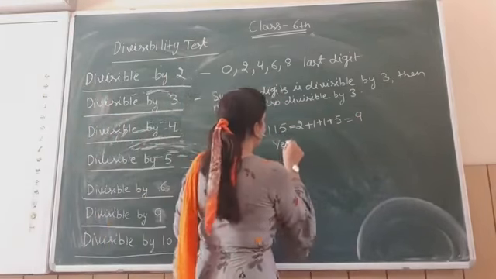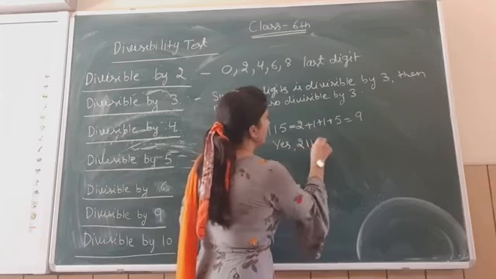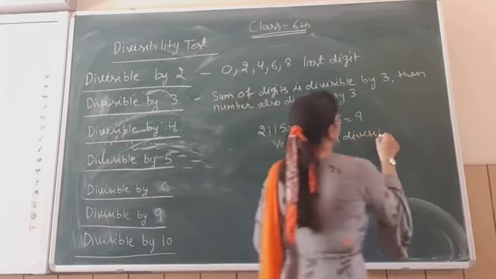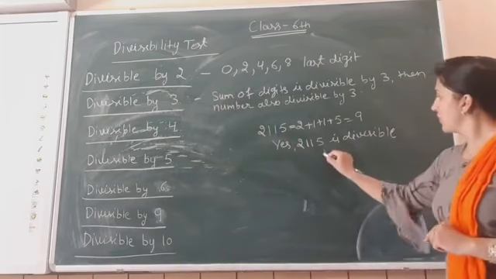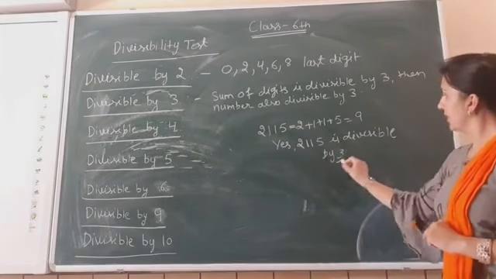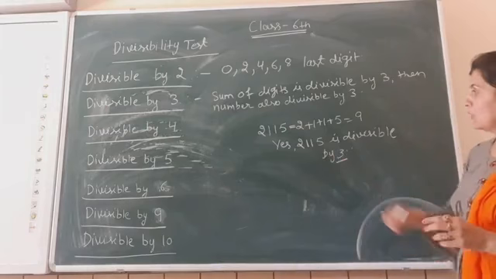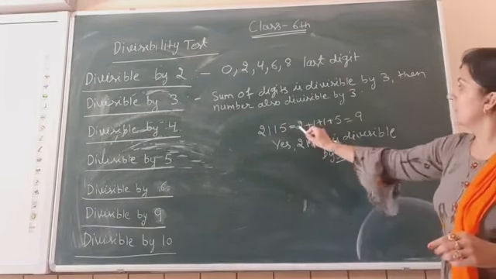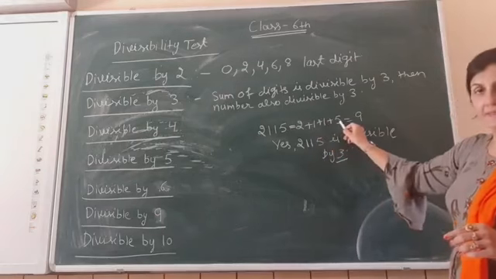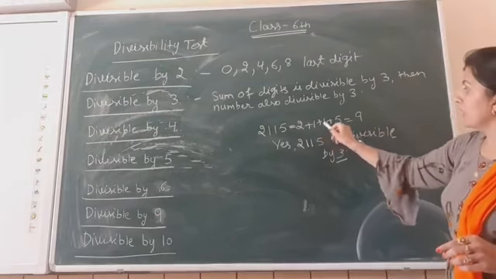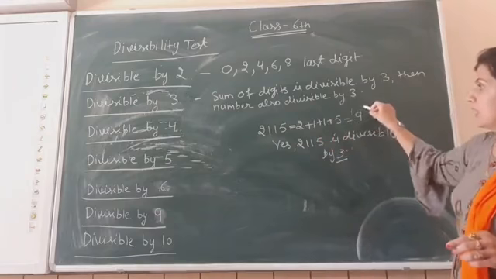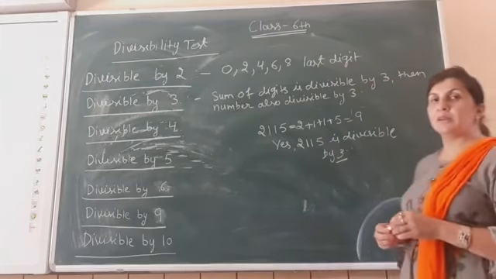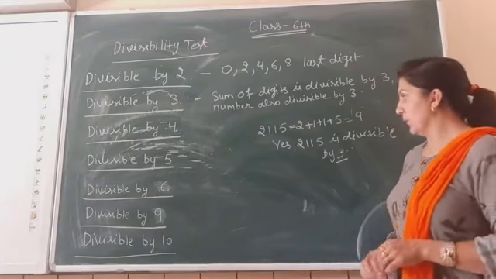So we say yes, this number is divisible by 3. Okay, what do we do? We don't do the division. We only add the digits, and if after adding the digits the number which comes is divisible by 3, then we say that yes, the number is divisible by 3.